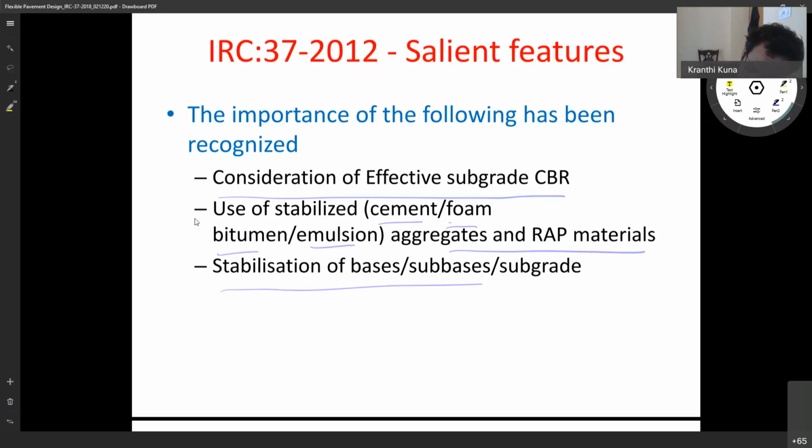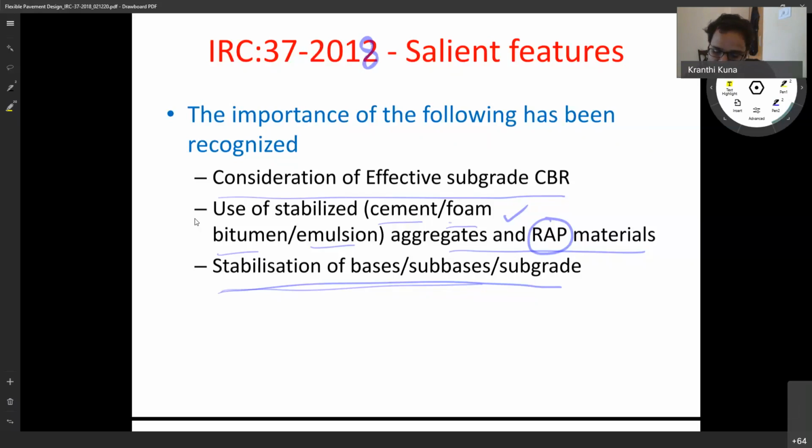Sorry, I think this is 18. There is a lot of flexibility for use of stabilized aggregates, stabilized RAP. I think most of you know what is RAP material, reclaimed asphalt pavement material. Once a pavement has failed, you recover that, you mill that failed pavement, and you can use that material for producing emulsion stabilized mixes, cement stabilized and foam bitumen stabilized mixes. So stabilization of bases, sub bases, and subgrades. You can incorporate all these combinations, again this is 18.